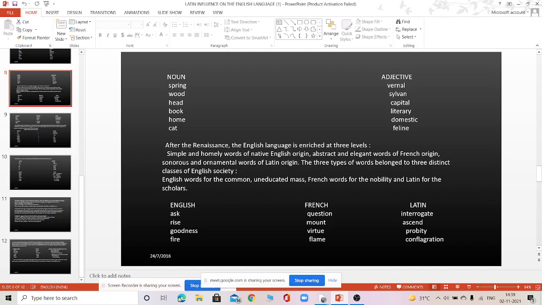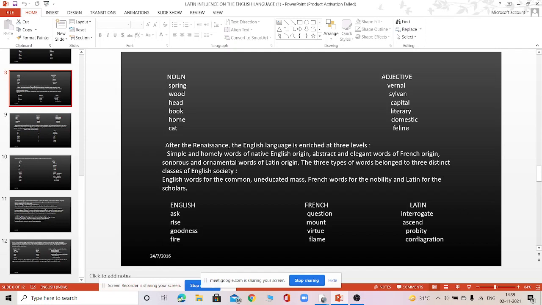Like this, goodness, virtue, probity. So like this it goes on. These words would be used by the simple, ordinary folk. These would be used by the nobility, noblemen and women of aristocratic birth, and these would be used by the Latin scribes, the Latin scholars, the monks, who were well versed, who knew the Latin language.